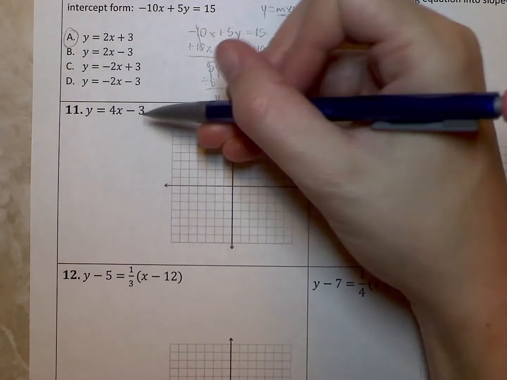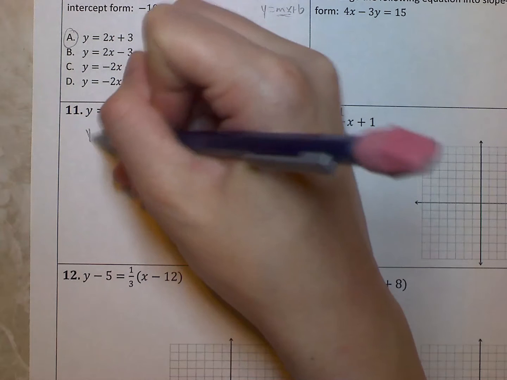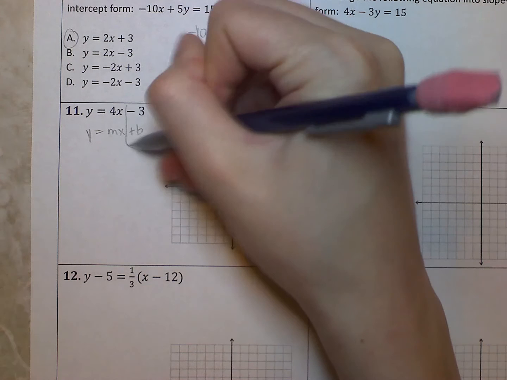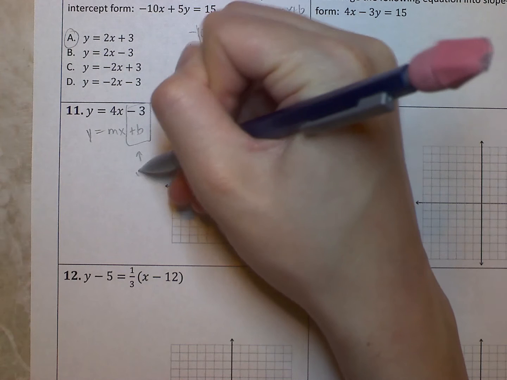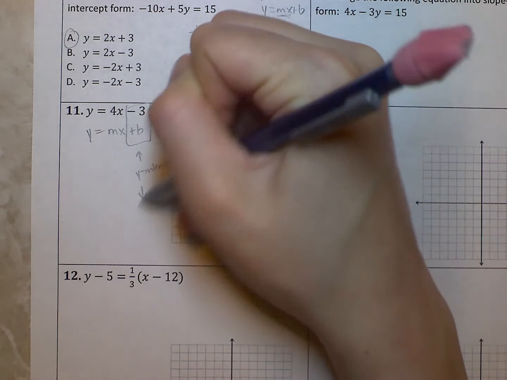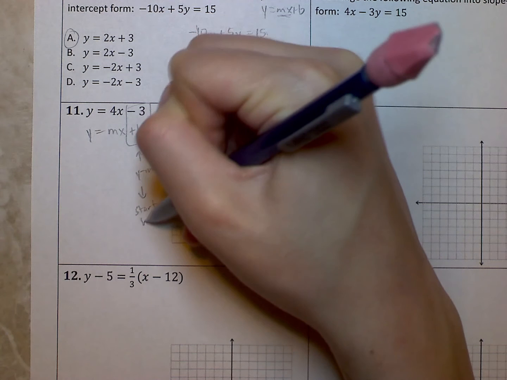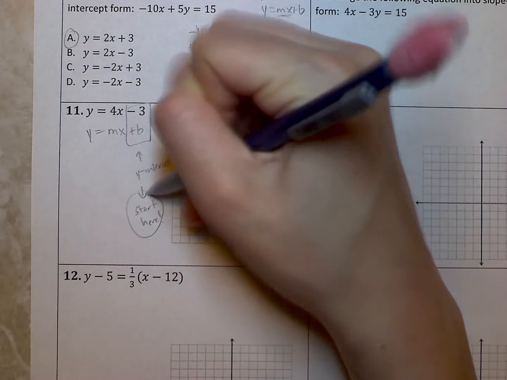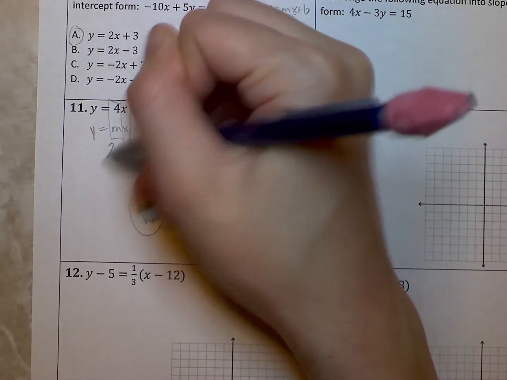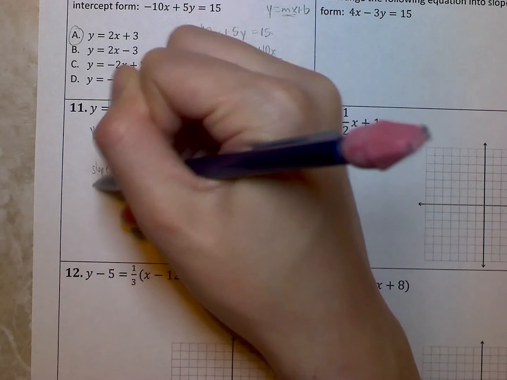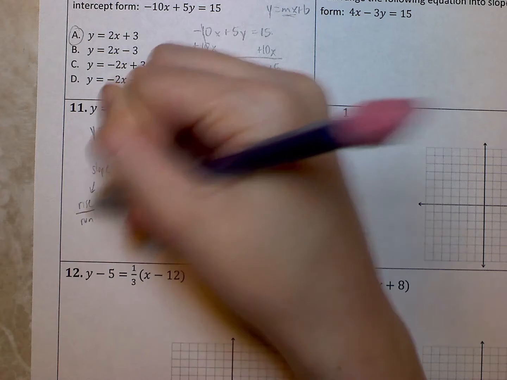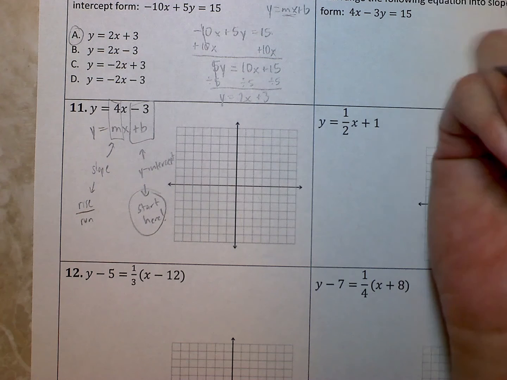So remember that when I graph in slope-intercept form, this is the y-intercept, and that's where I start, right? The y-intercept is where I start when I graph. You're going to start there. And then this is the slope. Remember, slope tells me how to move. It's rise over run. It tells me how many spaces I should rise and how many spaces I should run.